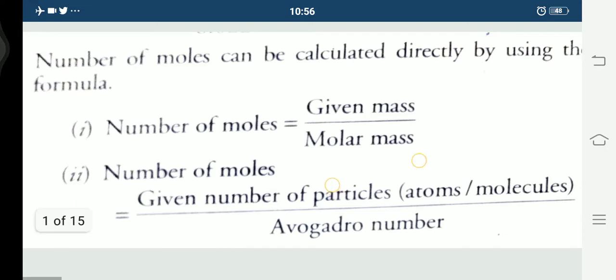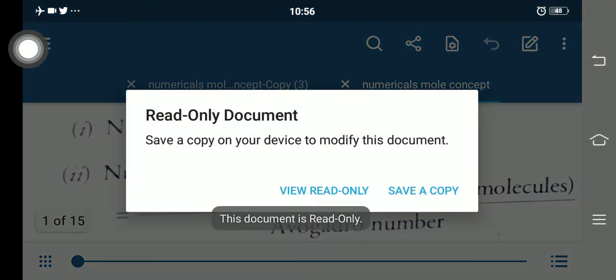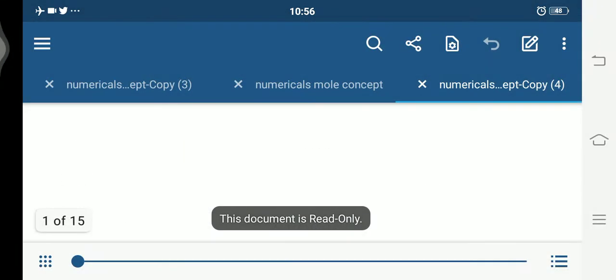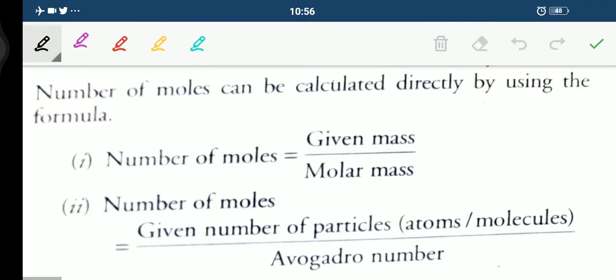So today we'll be discussing some of the important numerical portion, that will be of your mole concept. Fine, children. So mole concept, I have already told you what exactly you mean by the term mole, and why we use this mole concept. Now, children, let's quickly see this numerical portion.